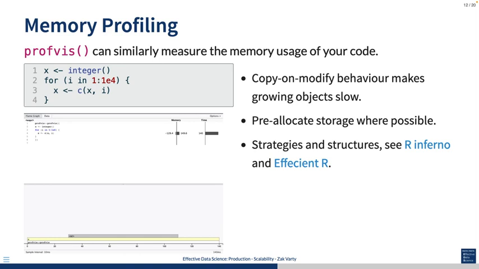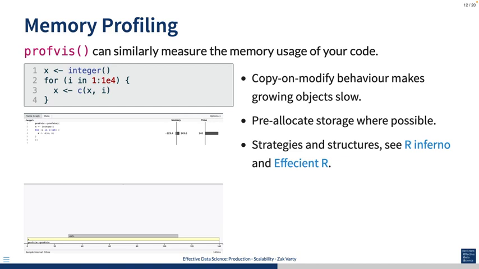What we can see here is that our memory usage has both a large positive and negative component, and that's because lots of objects are being created and deleted as part of this code. This might seem unusual to you, but it's a particular feature of R that is known as copy on modify behavior.